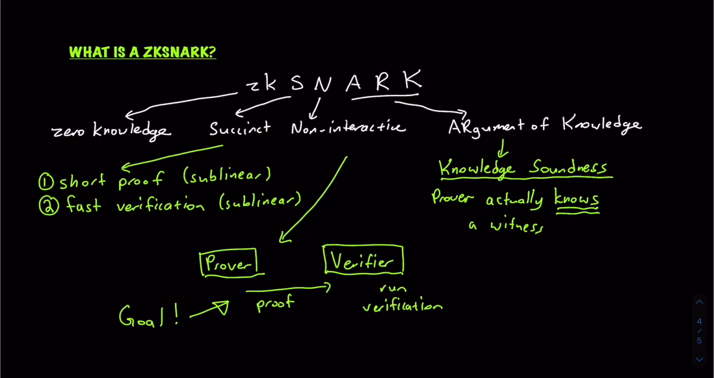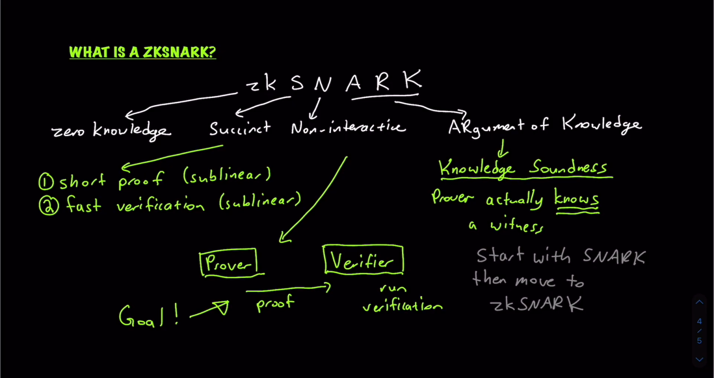Now, a proof system that's succinct, non-interactive, and has an argument of knowledge, even without zero knowledge, is called a SNARK. In this series, we're going to start by building these, and honestly, this is where most of the difficulty lies. Once we've got that down, we can make a few adjustments to add the zero knowledge property and turn our SNARK into a zkSNARK.